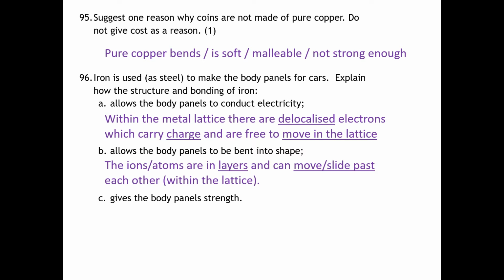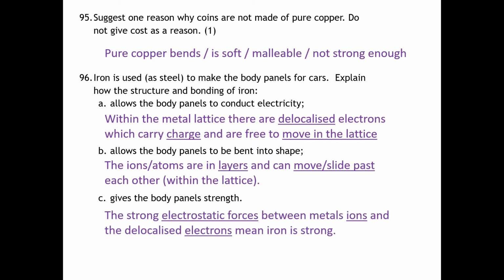The ions are in layers and can slide past each other, and that explains why the body panels can be bent into shape, what we call malleable. However, we need to recognize that if they are malleable, they are still strong. It's still a strong metal. It's still solid at room temperature. And that strength comes from the strong electrostatic forces between those ions and the delocalized electrons.